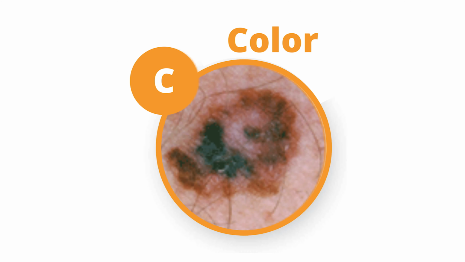C stands for color. If the color is very irregular, there's some brown splotches, there's some clearer splotches, there's some black splotches. If the color is all over the place, that's another sign that it's more risk for potentially being a melanoma. D stands for diameter.